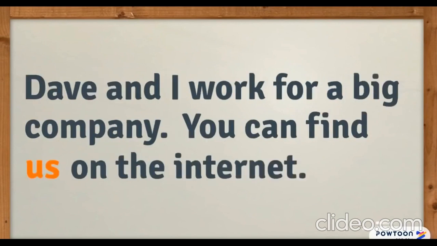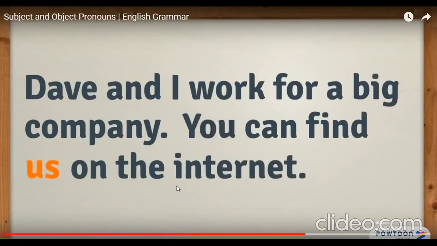Look at this sentence. Dave and I work for a big company. إحنا بنشتغل بشركة كبيرة. You can find us on the internet. So you can find us. إنه ممكن تلاقينا على الإنترنت. You can find us. لأن ما بحط أنا مكان us، بحط we. إنه أنا بحكي ما هو إحنا، أنا بحكي عن حالي وعن ديف.